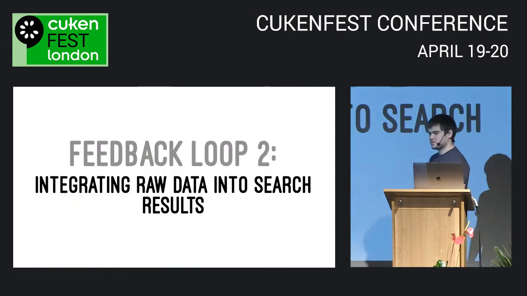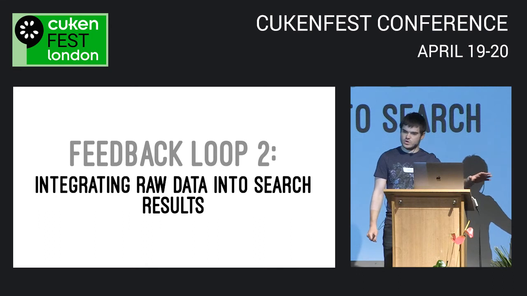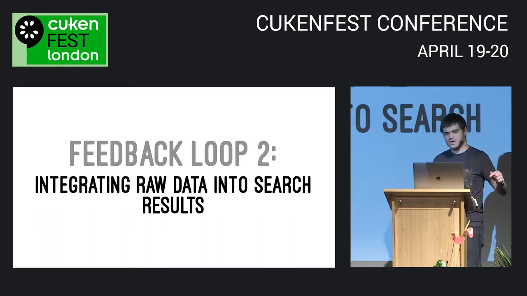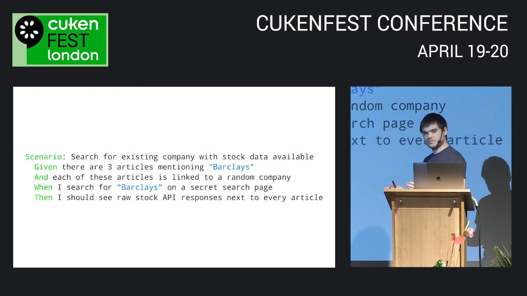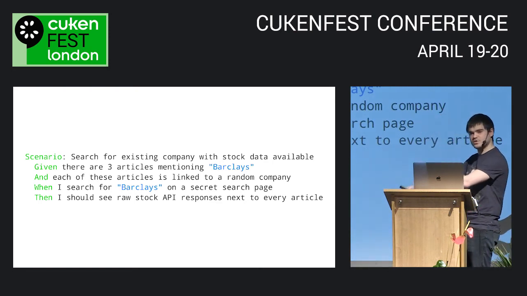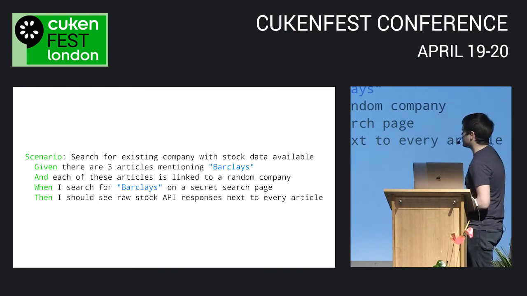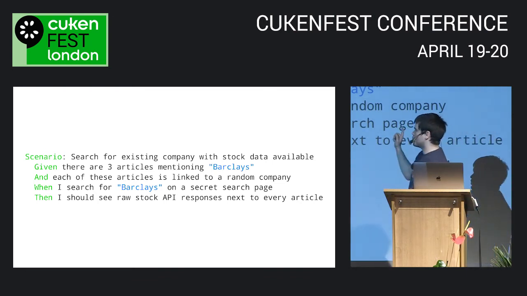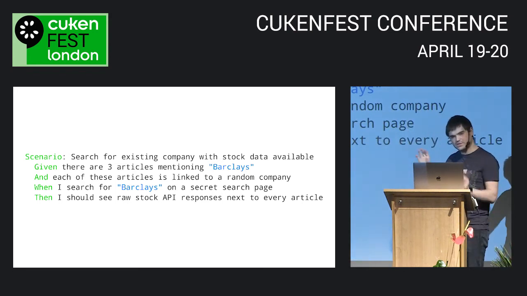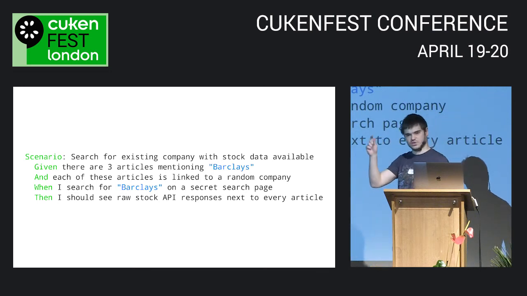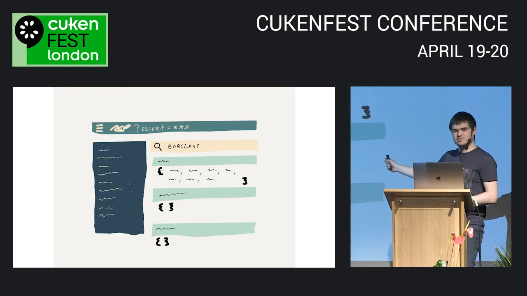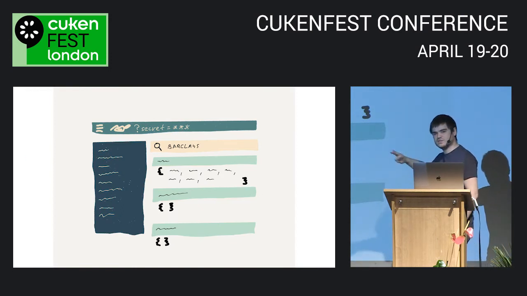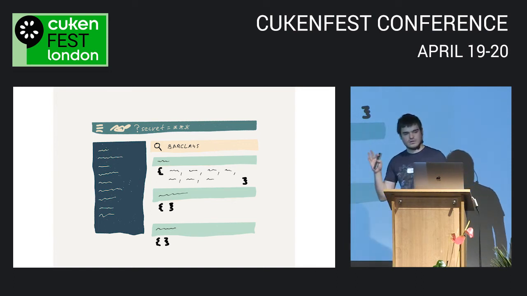So then obviously the next day is, cool, we have that thing. Designers are starting to work on the new UI. Let's start integrating that raw data into search results. That's the second iteration. So we took the same scenario we already have, and we rewrote it, to push us a bit further to the final implementation. Given there are 3 articles mentioned in Barclays, and each of those articles is linked to a random company, when I search for Barclays on the secret search page, we created a flag in the URL that you can use, and when you trigger that flag, the search results page suddenly starts printing JSON underneath each of the articles. So it looks like this when it's implemented. Again, it didn't take long because we didn't format or design anything. Again, the team did that.